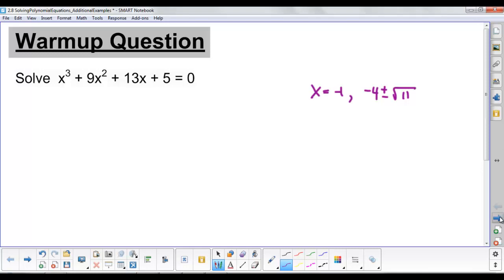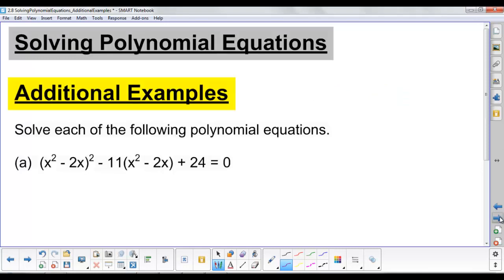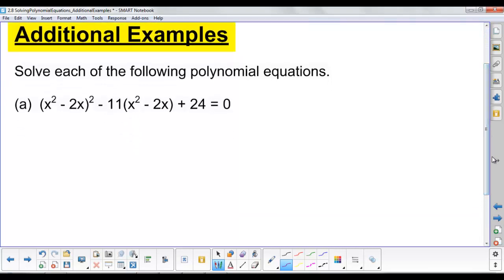So we'll move on to some of the tougher solving polynomial equation examples. The first one we'll start off with is example A here, and it does look a little bit daunting because you have a couple of binomials inside the bracket, the x squared minus 2x, but this really can be solved quite easily if you do a quick substitution. Notice that inside both of these brackets you have the same binomial, x squared minus 2x. So in this case we'll say let w equal x squared minus 2x.